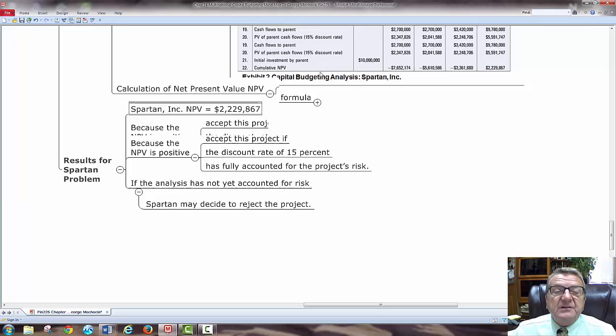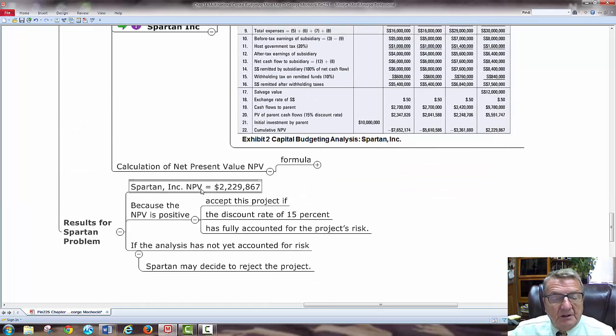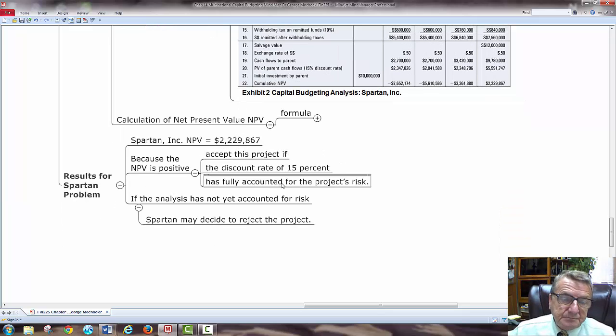Okay, results of the Spartan problem. Parent's net present value. This is after. So they went out here. Here's my result. Net present value ended up with 2,229,867. Because the net present value is positive, the project is accepted if the discount rate of 15% has fully accounted for the project's risk. If the analysis has not yet accounted for the risk, then it may not be. So if I'm looking at this, it's about $2 million, so it's not too bad, all right?